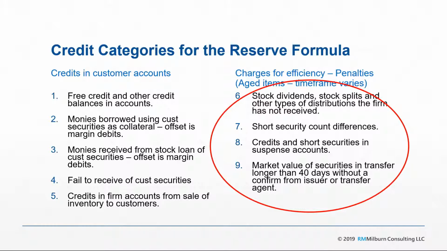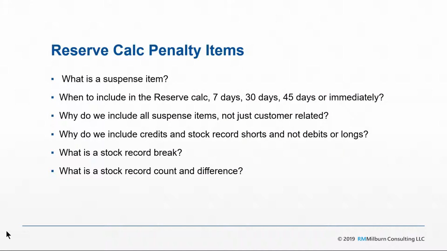Items 1, 2, 3, 4, and 5 we've discussed in earlier webcasts. This week we're going to talk about the stock dividends, the short security account differences, credits and other items in suspense accounts, and items that are in transfer. So what are the reserve calc penalty items?